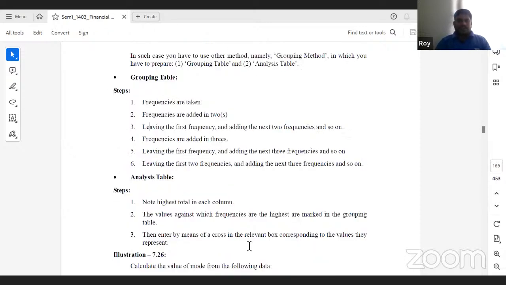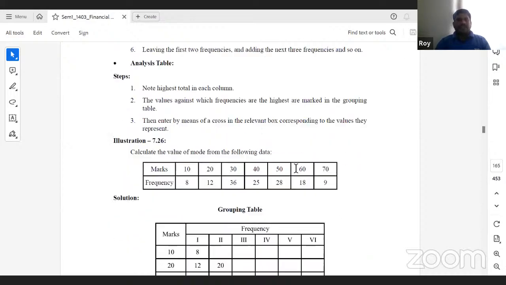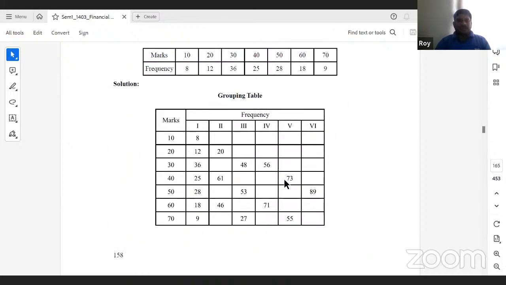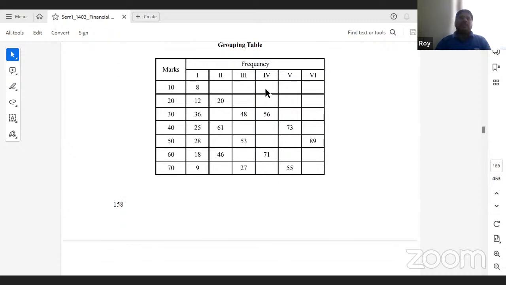The third one is added in threes. Leave the first frequency and add the next three frequencies. For this, leaving the first one, the next three give 73. Again, leave the first frequency and add the next 4, 89. Like that, you need to go on.